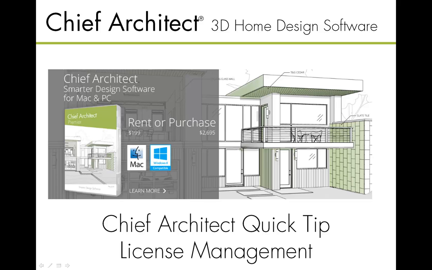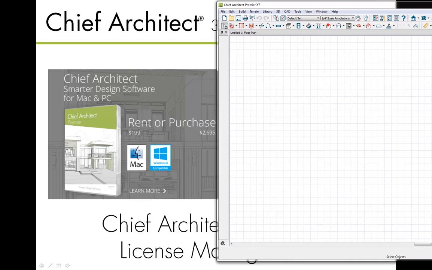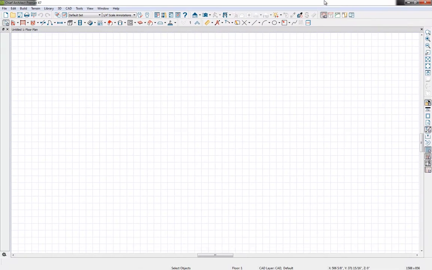So let's bring over our software here. I'm going to bring over our Chief Architect Premier. This is Premier X7 in this example, and this, by the way, will be very much the same between all the products. And we're assuming that you've already downloaded and installed the software, entered your product key, and the software is registered. And we have a blank plan here opened up.